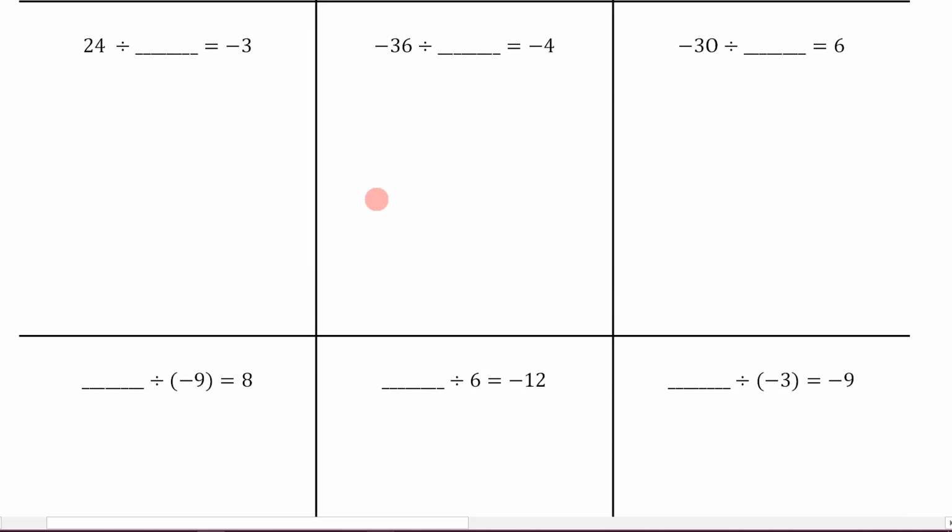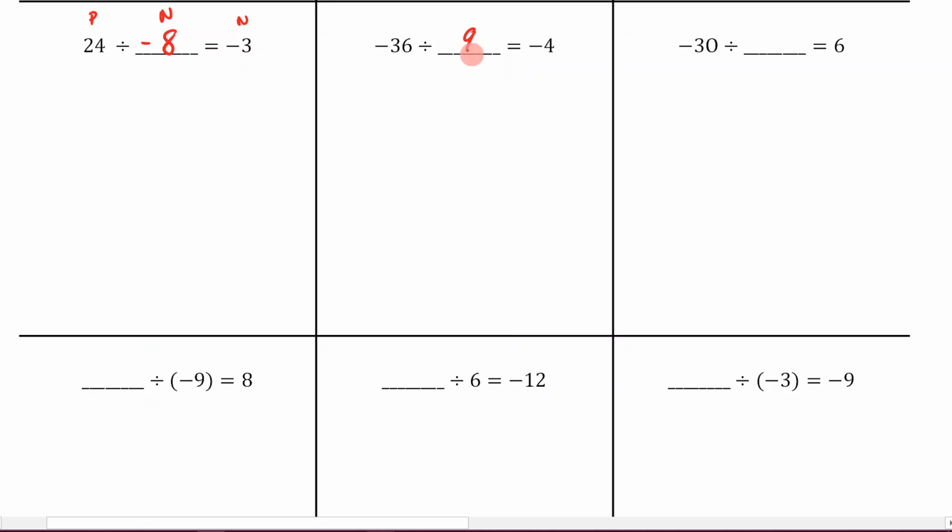So again, ignore the signs. 24 divided by what will give me 3? Well, I know that's going to be 8. 24 divided by 8 will give me 3. Now, if this is positive and this is negative, this has to be negative in order for it to work. It just has to be. Let's move on to our next one. Here I have 36 divided by what will give me 4.